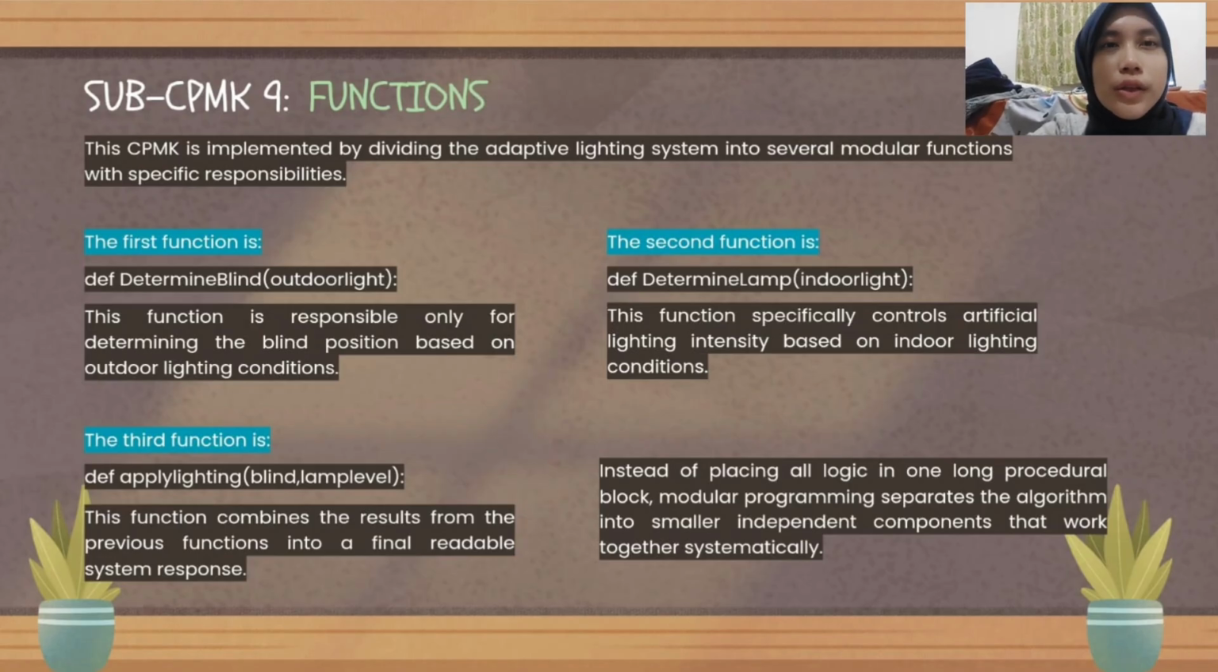The second function is determine_lamp, using indoor light. This function controls the lamp brightness according to the indoor lighting condition. If the classroom is too dark, the lamp brightness is increased. The third function is applying lighting, using blind and lamp level. This function combines the results from the previous functions and produces the final system response. By separating the program into functions, the code becomes more organized, easier to understand, easier to debug, and more efficient.